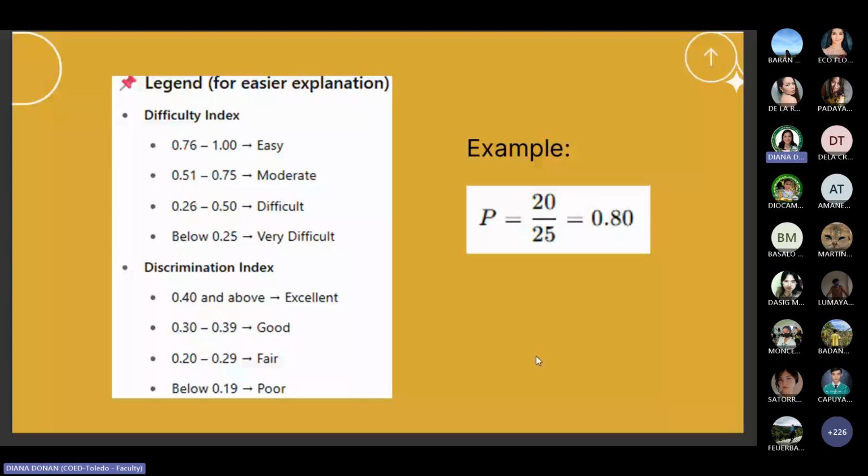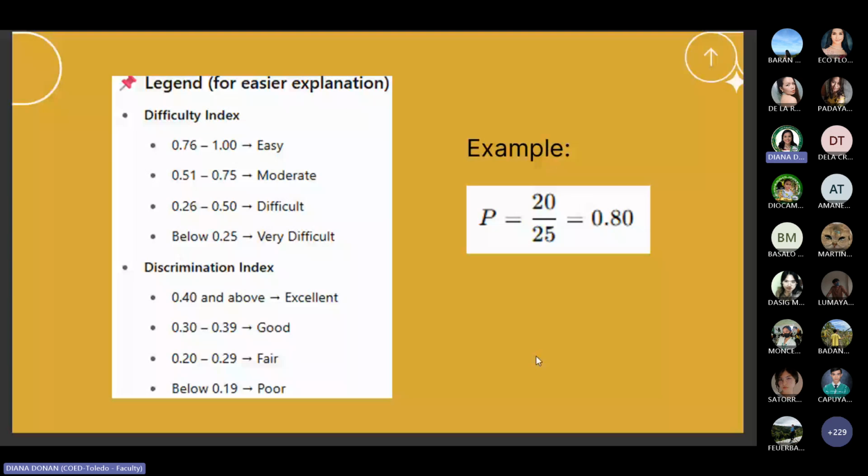How do we interpret that? Here's how to interpret the scores. 0.00 to 0.25 means very difficult. 0.26 to 0.50 is equivalent to difficult. 0.51 to 0.75 is moderate. 0.76 to 1.00 is easy. So the answer is 0.80. It belongs to the easy range. So that means that item is easy.